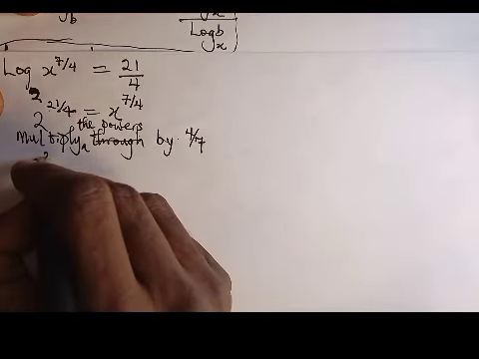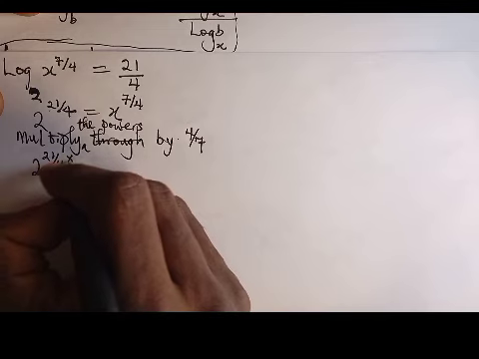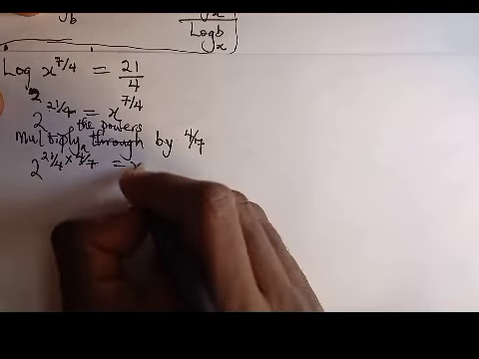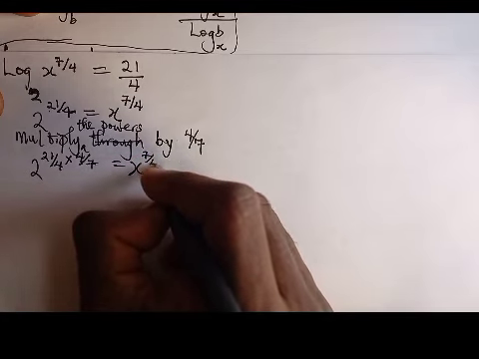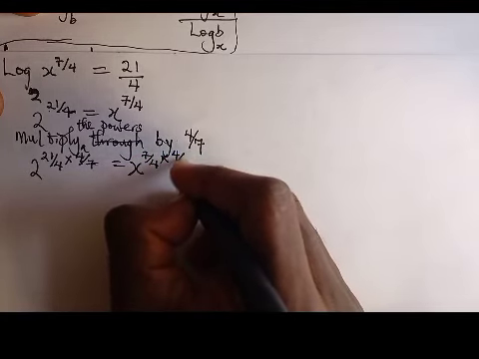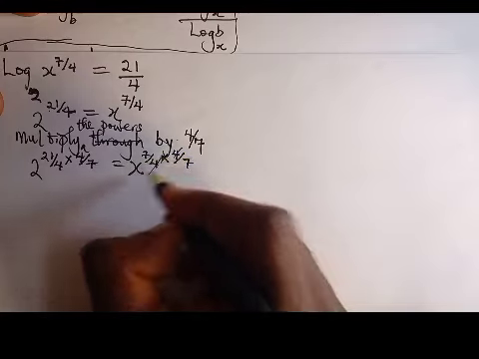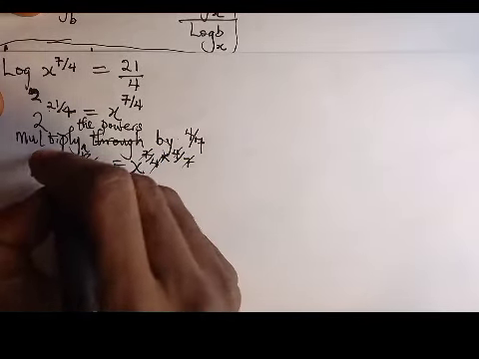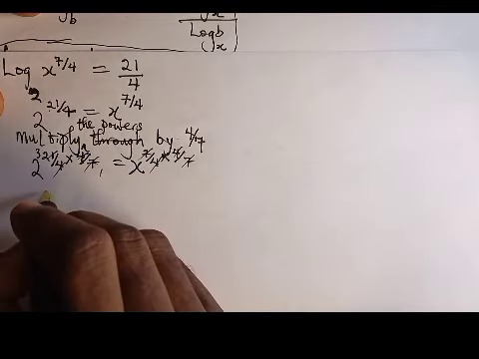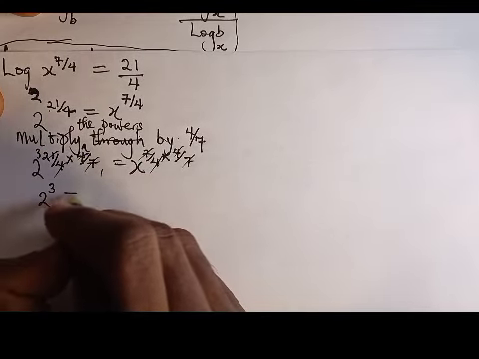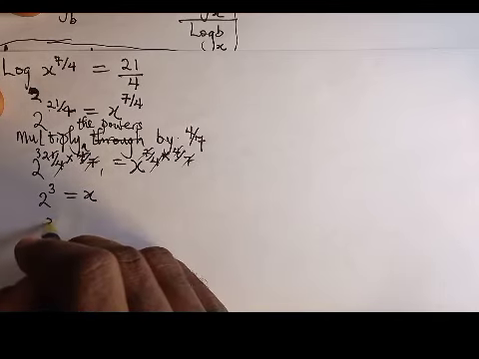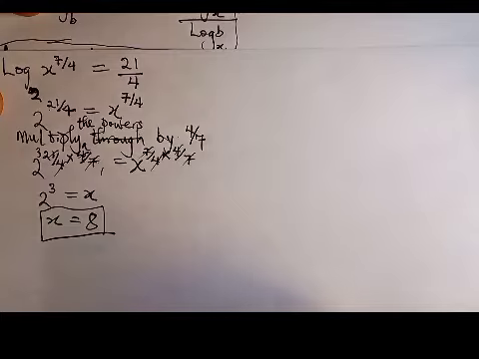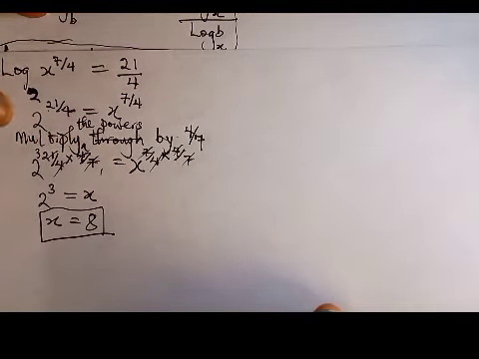Then this becomes 2 raised to power 21 over 4 times 4 over 7 equals to x raised to power 7 over 4 times 4 over 7. Now, this cancels, this cancels, this cancels. 21 over 7 is 3, and 7 over 7 is 1. So 2 raised to power 3 equals to x. Therefore, x equals to 8. So that is the final answer to this particular problem.